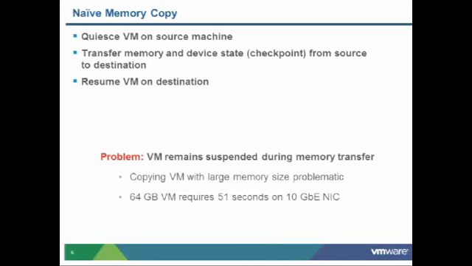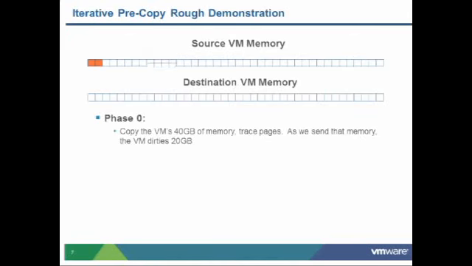So we go back and make another pass over memory, copy whatever's changed. And then we do it again. We go back, see what changed in that previous copy, and so on. This is called iterative pre-copy. So let's look at an example of how this works. Let's take a 40 gig VM.